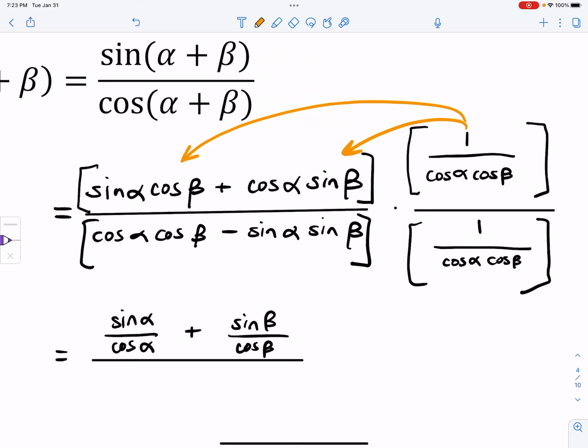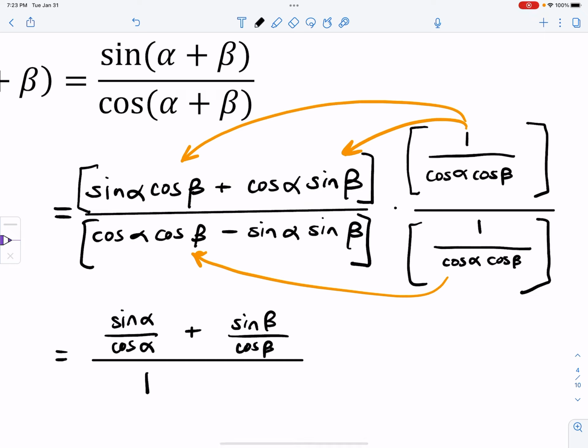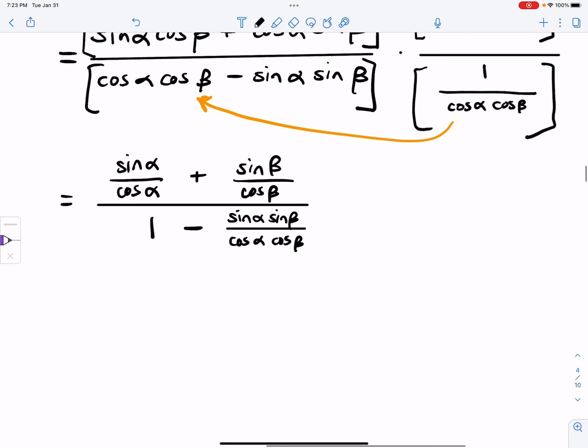And distributing in the denominator, the cosine alphas and the cosine beta both cancel, so we are left with 1. And then minus, nothing cancels, so it'll be minus sine alpha sine beta over cosine alpha cosine beta. And at this point, you can probably see that there are fundamental identities we've already covered that can help us with simplifying.